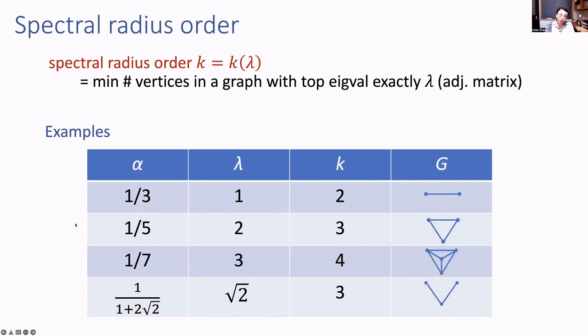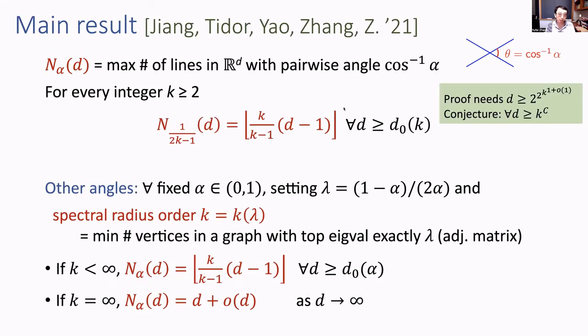You can have other interesting values. For when alpha is this value here, lambda is root 2. And the smallest graph with top eigenvalue exactly root 2 is this 2-edge path, which has 3 vertices. So we set k equals 3 here. Okay, so that's a further explanation of the definition of the spectral radius order. So that's our main result.